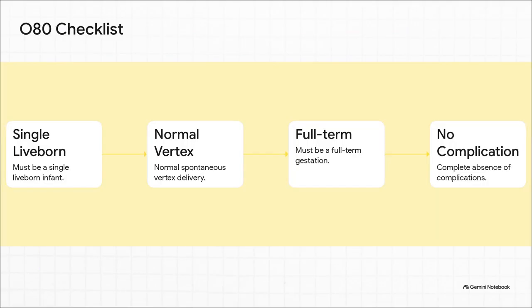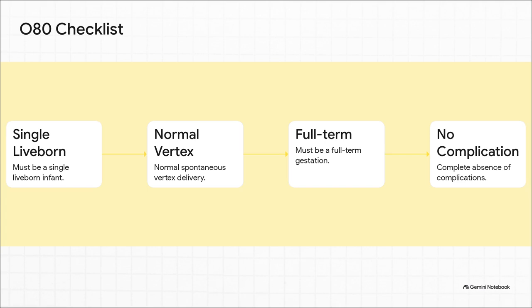Think of this like a strict, non-negotiable decision tree checklist for assigning code O80. That's the encounter for a full-term, uncomplicated delivery. You literally need these 4 things to align perfectly. Number 1, a single liveborn. Number 2, it's got to be a normal, spontaneous vertex delivery. Number 3, full-term gestation. And number 4, a complete absence of antepartum, intrapartum, or postpartum complications requiring treatment.